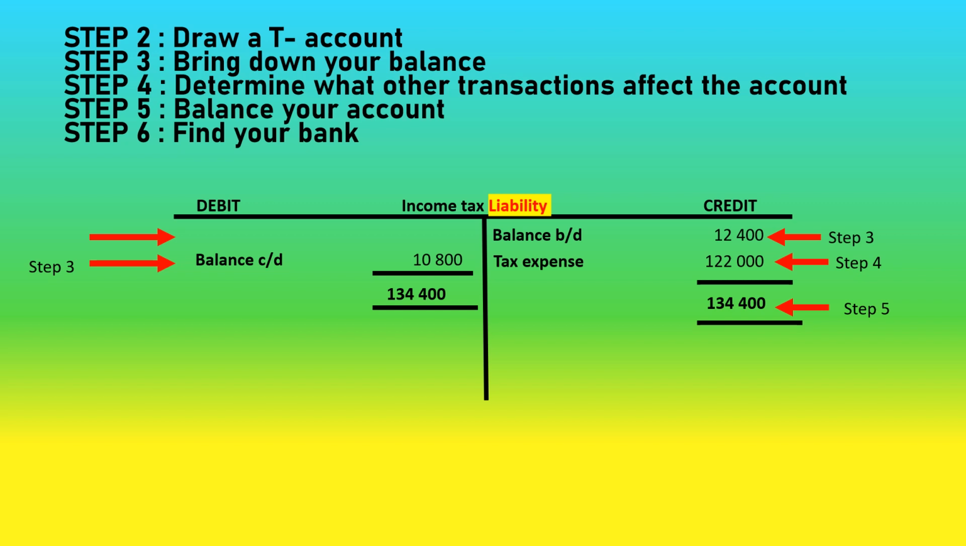As you can see, I have now balanced my account. The higher side is what we aim to achieve. We will therefore take the 134,400 minus 10,800 to get to the missing figure, which is your bank number. That's 123,600. Voila! You've actually calculated your income tax liability bank in 6 easy steps.